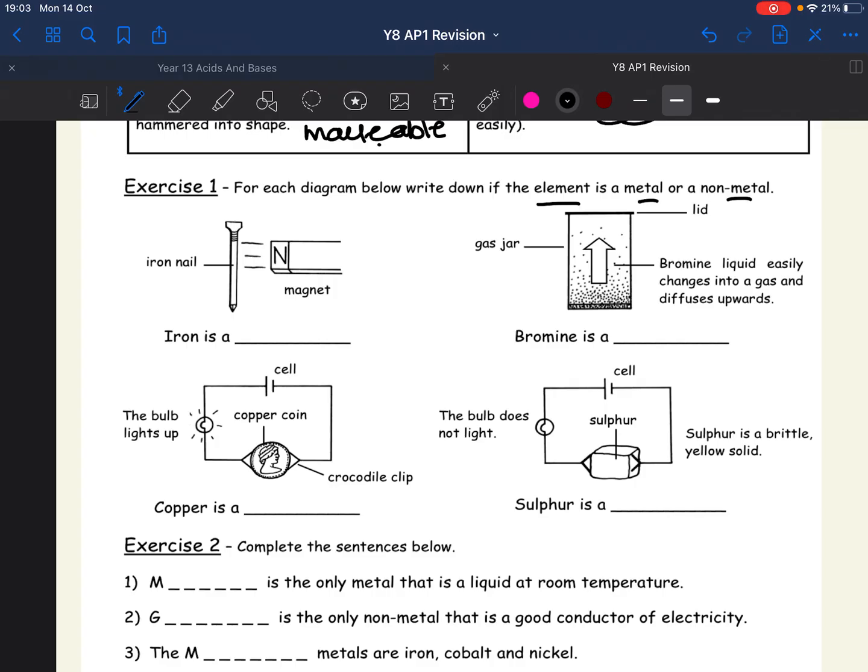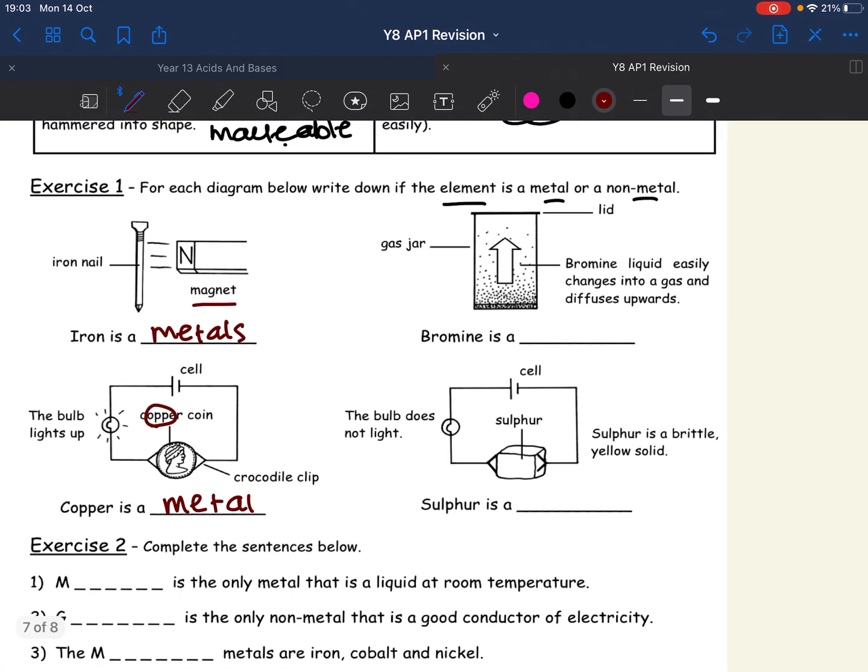For each diagram, write down if the element is a metal or a non-metal based on what it is. So if we look at this one here, iron, I can see it is linked to the magnet. So iron is definitely a metal because some metals are magnetic. This one here, the bulb lights up. So what is copper? If the bulb lights up, that means it conducts electricity. So copper is a metal.